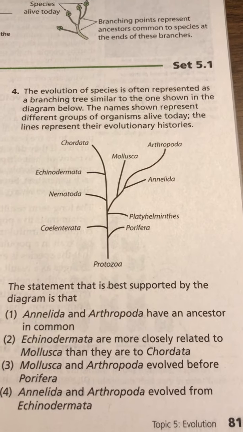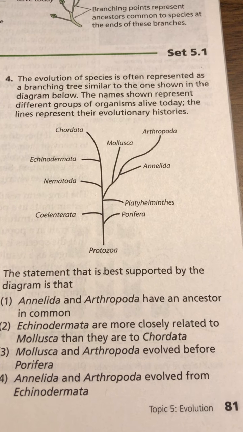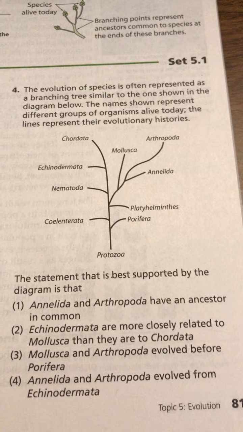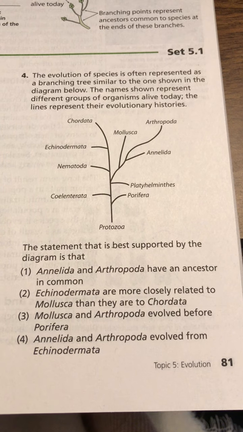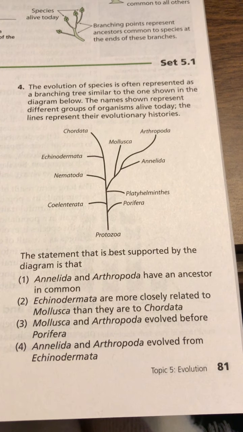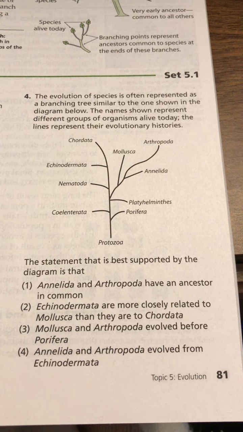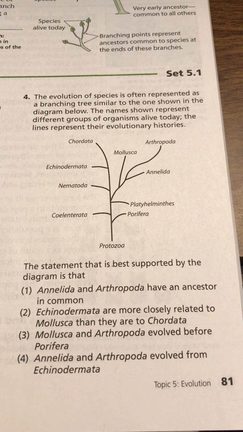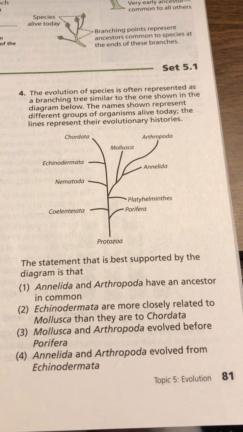Number 4. The evolution of a species is often represented as a branching tree similar to the one shown in the diagram below. The names shown represent different groups of organisms alive today. The lines represent their evolutionary histories. The statement that is best supported by the diagram is that Annelida and Arthropoda have an ancestor in common. Echinodermata are more closely related to Mollusca than they are to Chordata. Mollusca and Arthropoda evolved before Porifera, or Annelida and Arthropoda evolved from Echinodermata.